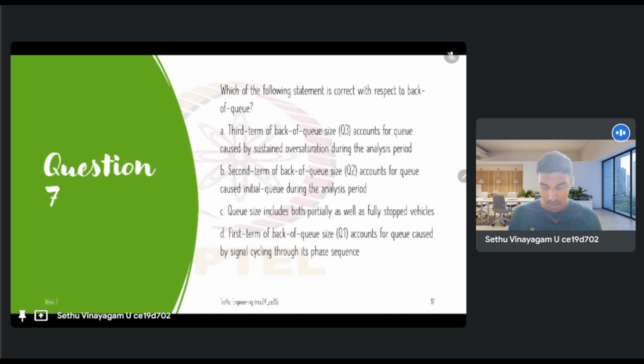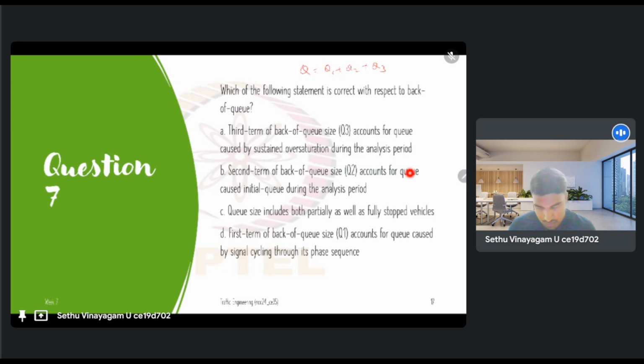Okay, so again this is from the queuing analysis of Q links in the signal intersection. For the Q size, we have the three components Q1, Q2, and Q3. These three Q links are because of different causes, right? So we account for these different causes. The question is talking about which term corresponds to which cause.